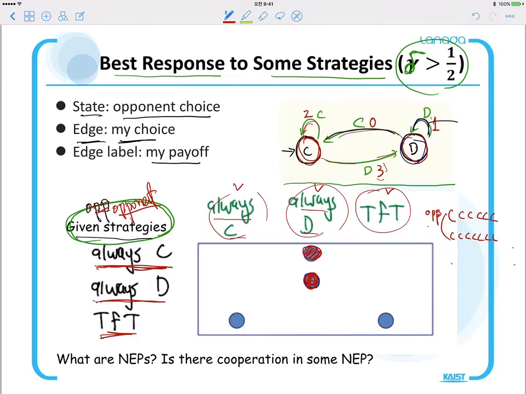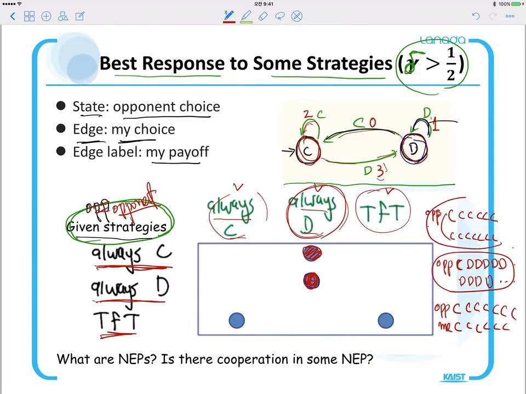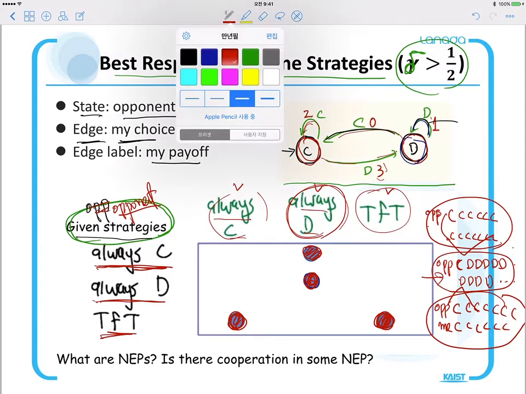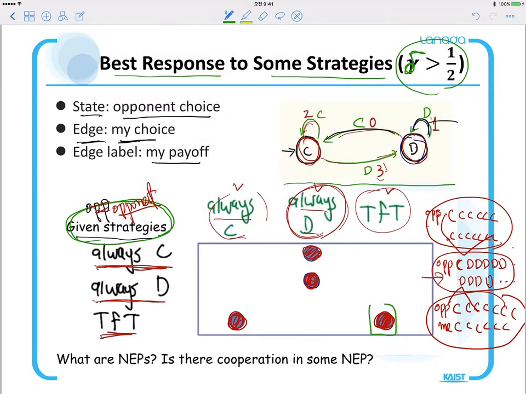Another case is my opponent is playing T for 10, so starts with C, and I'm choosing D, D, D, D, D, and he will copy my strategy. That's another case. And my opponent plays T for 10, and I'm also playing T for 10. So C and C, T for 10. Oh, I see. So this outcome and this outcome are the same, which is a larger payoff than the middle ones. That's why my best response is this one as well as this one. And probably the most interesting case will be this, right?